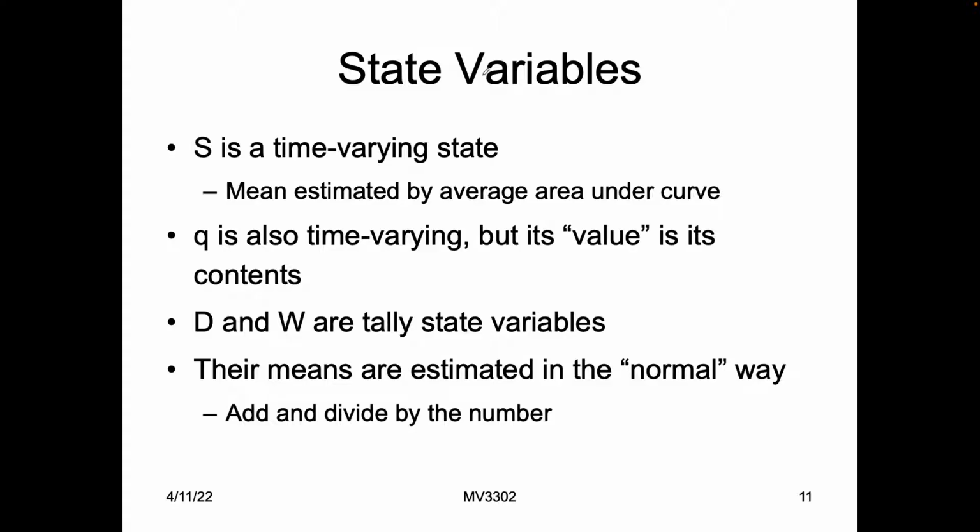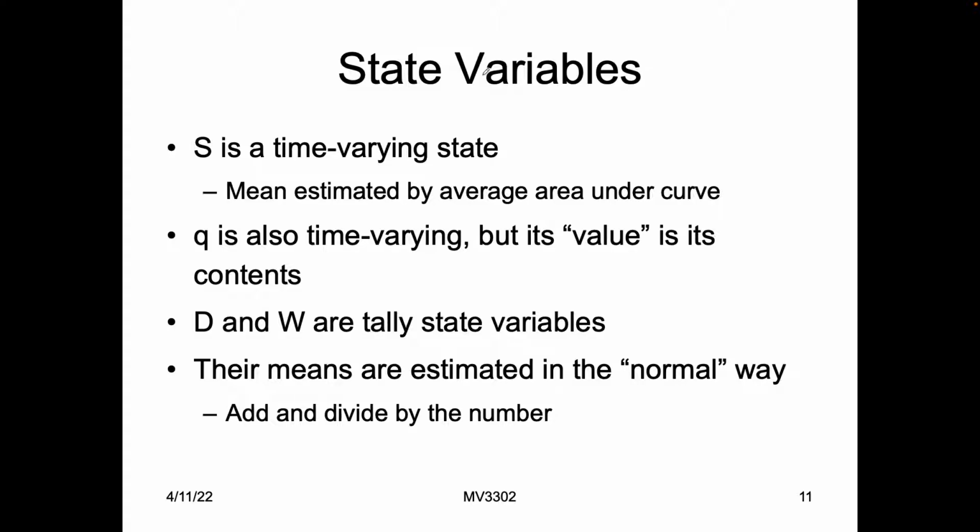time varying and tally. So, S is a time varying state, as we've seen, and in the written assignment we computed as such. In your computer assignment, you're estimating the means using a time varying stat object. Now, the container queue is also time varying, but its value is really its contents. And typically for that, if we want to do something like what is the expected number in the queue, then it's just kind of the size of it that's a state variable. And there's a stat object that handles that.